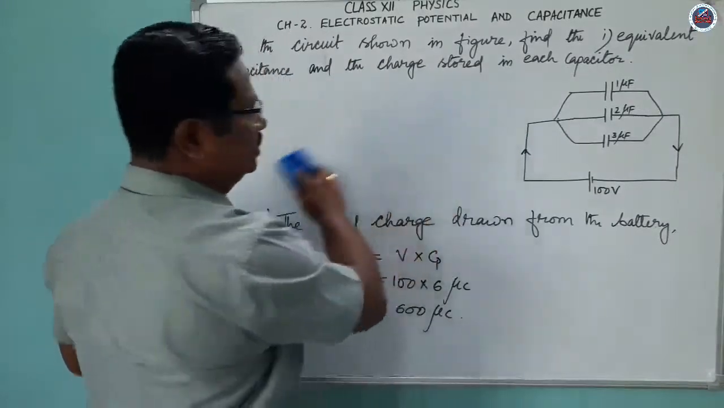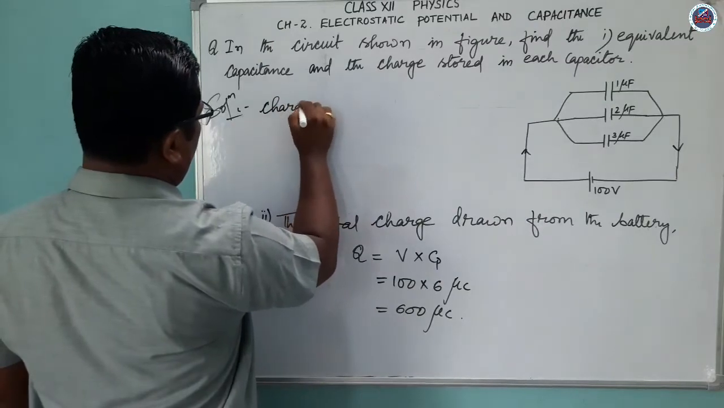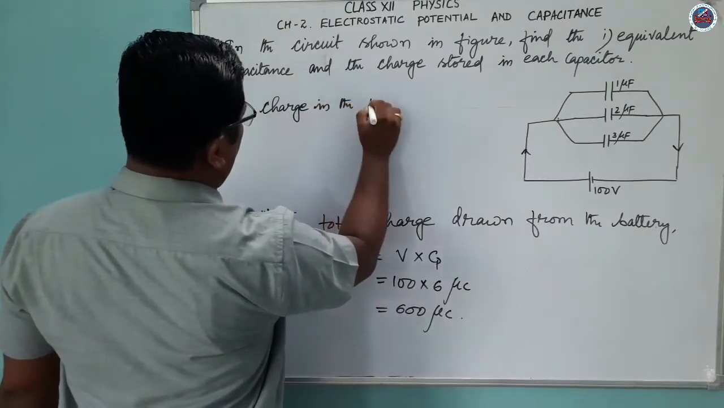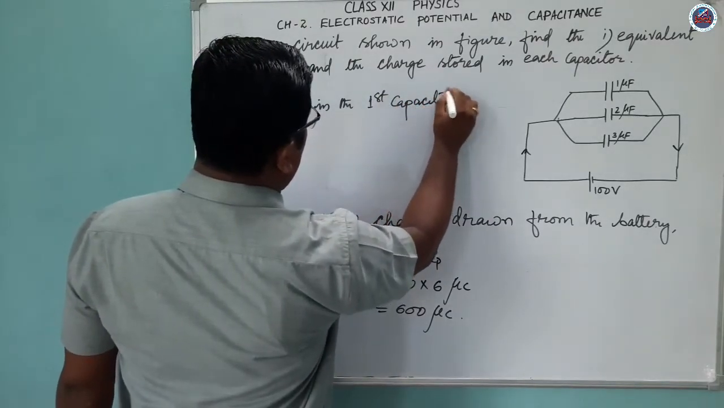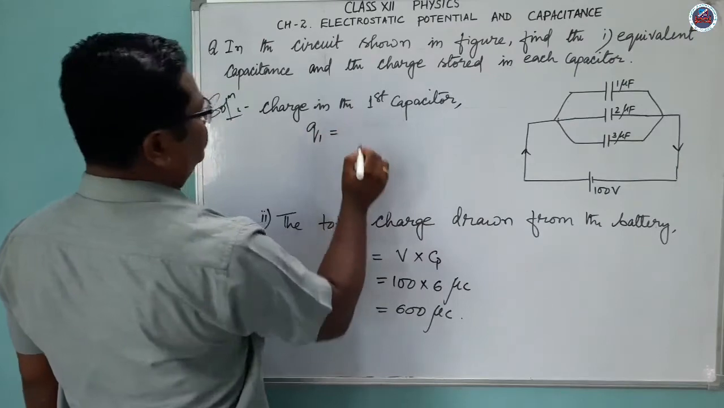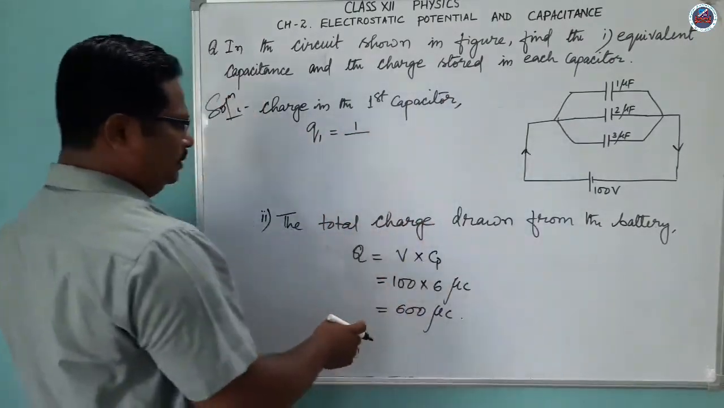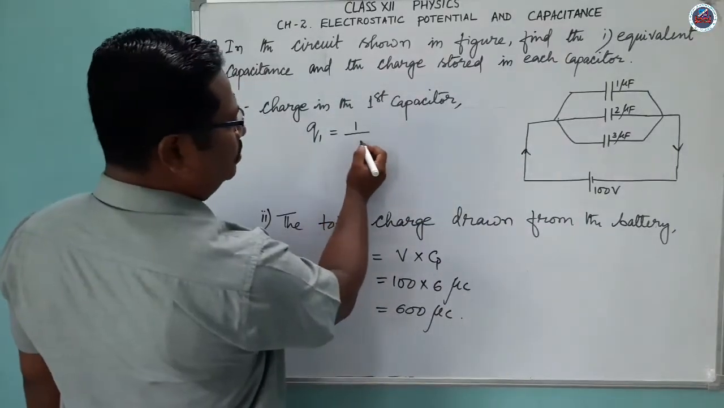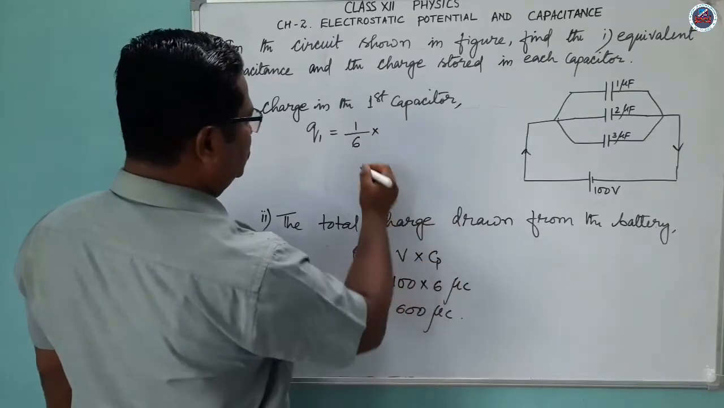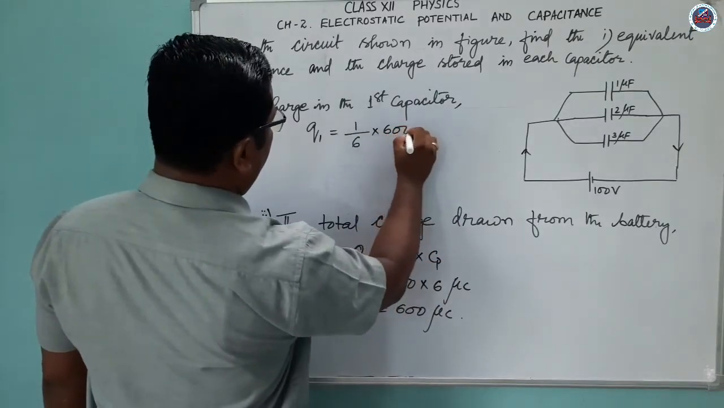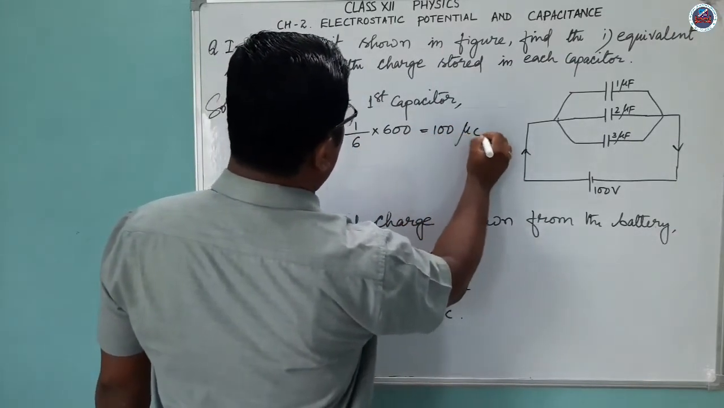Charge in the first capacitor. If you represent it as say Q1, the capacitance is 1, but total capacitance of the combination or the system is 1 plus 2 plus 3, that is 6, multiplied by the total charge that is drawn from the battery, that is 600 microcoulomb. So you will get here 100 microcoulomb.